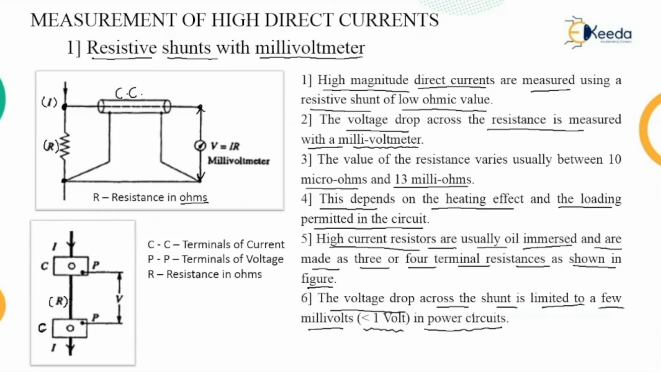So whatever the value of high current passes through this particular circuit, when it passes through that low value of resistance, whatever the voltage drop occurs across that resistance is measured with the help of a voltmeter. But as this current value is very high, there is a need to use the connecting cable. And this cable basically protects the voltmeter which is placed there. So this method is called the resistive shunt with millivoltmeter.